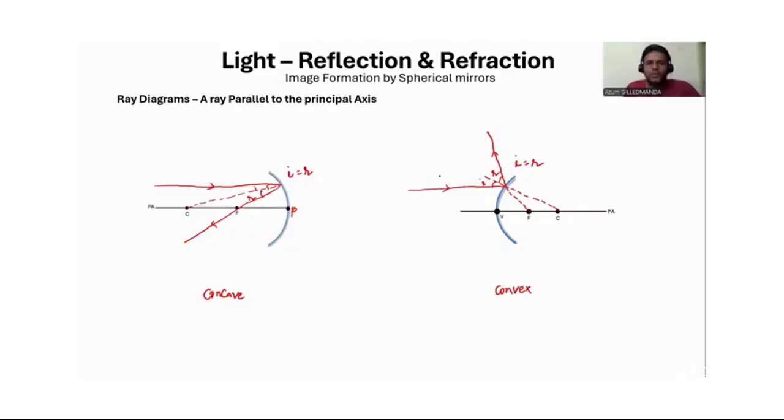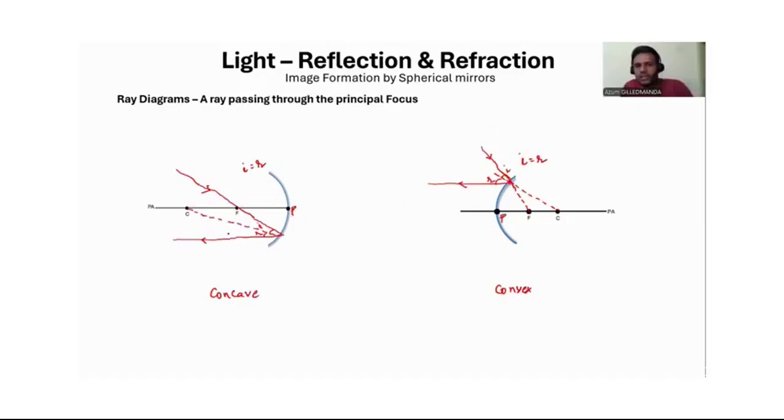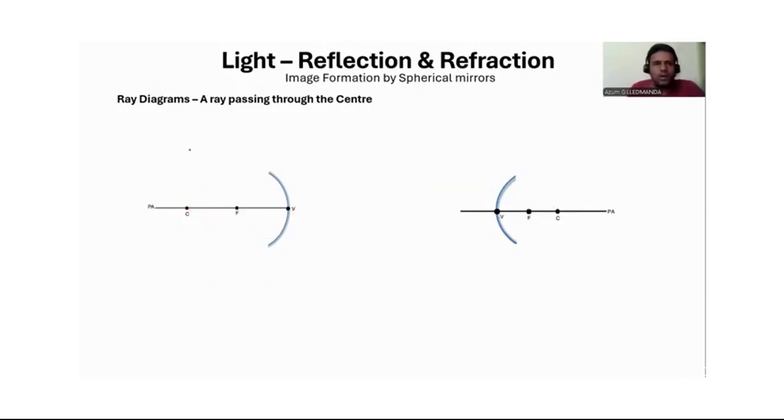So far we learned two scenarios. One is a ray incident parallel to the principal axis that will reflect through the focus in both cases. And similarly, now we are looking at a ray passing through the focus that will reflect parallel to the principal axis. So these are the two scenarios we have covered. Now let's look at this.